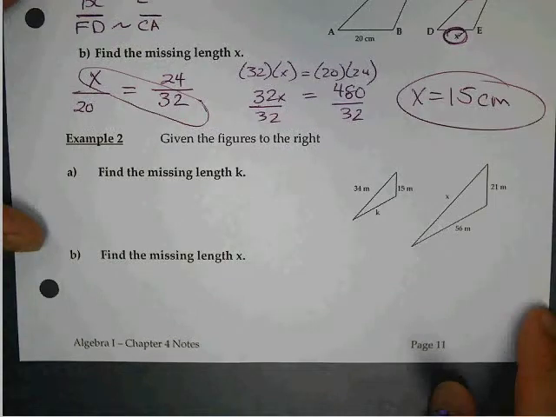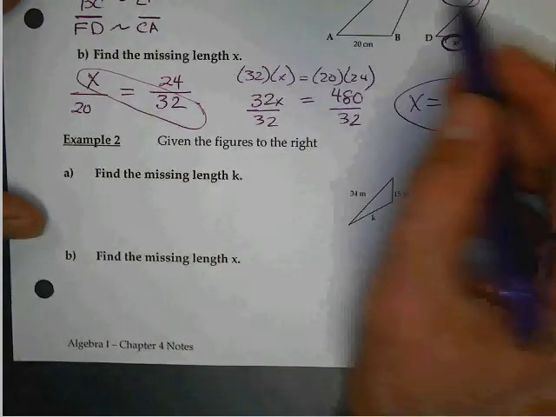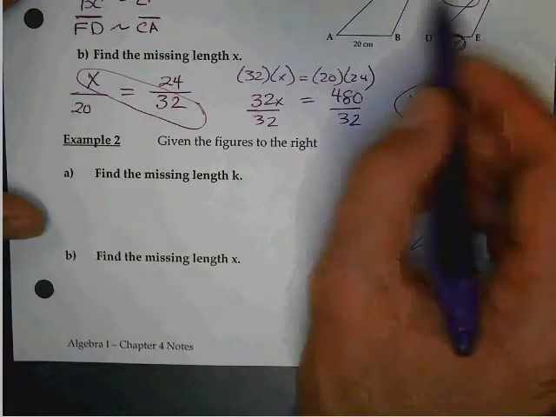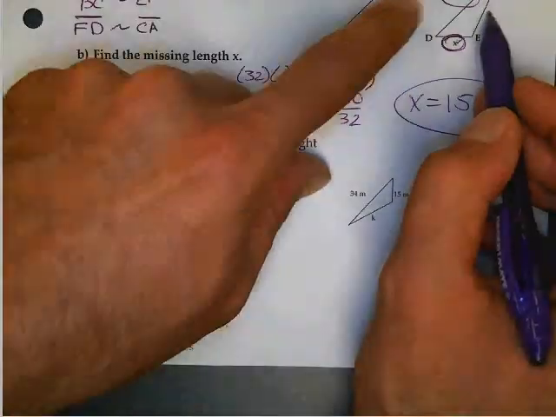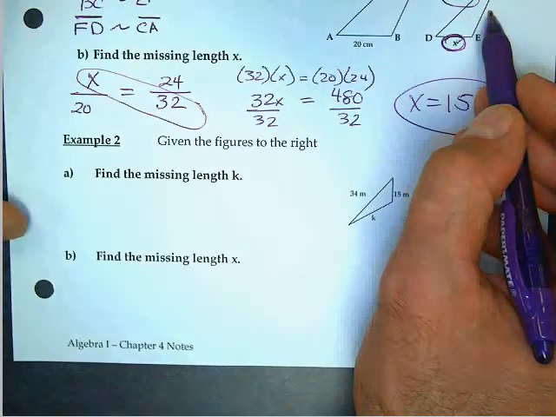Looking down here. What about the other side? There's no way we can figure out the other side because we don't have any corresponding information for either one.